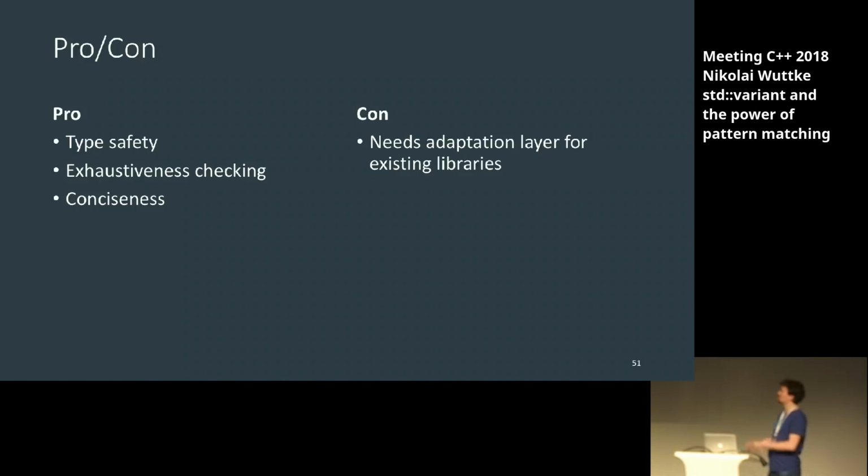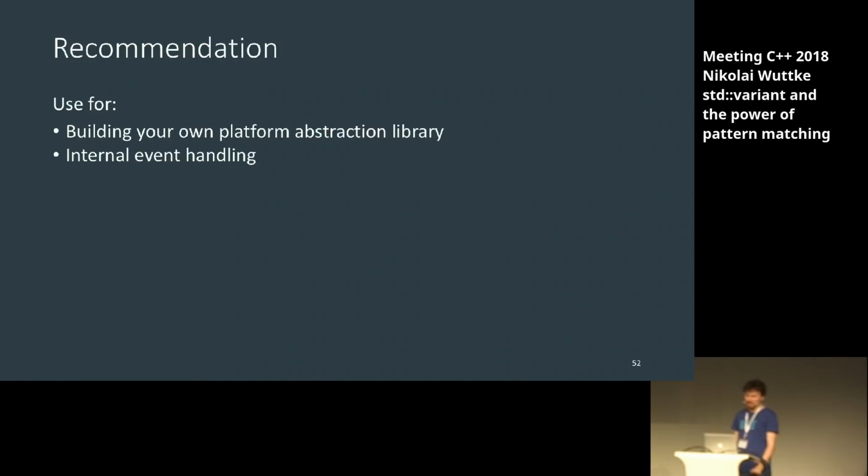But you do get type safety, exhaustiveness checking, and conciseness. It's pretty, not so much code, pretty easy to see. And yeah, I think that's definitely good. If you actually would want to use this approach with an existing platform abstraction library or existing operating system interaction library, then you would have to write an adaptation layer, which translates from whatever you get from the library to this representation. So I guess in that case, it's probably not really worth it.